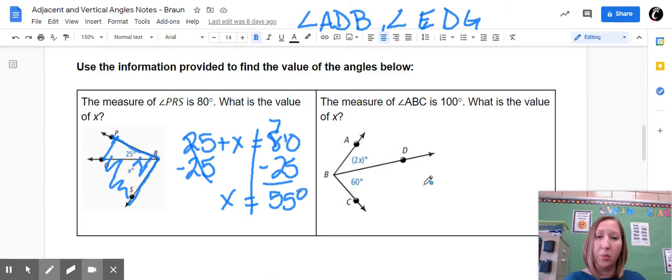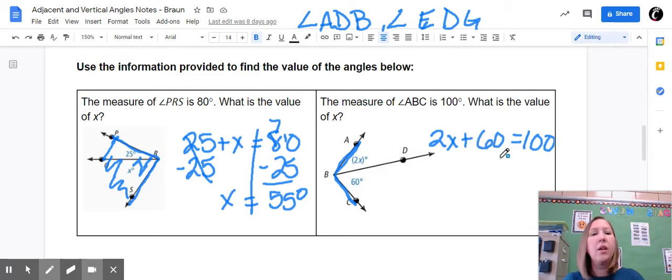So then on our next one, it says the measure of ABC is 100 degrees. So this whole obtuse angle is 100 degrees. So I know that whatever I add with these two angles, I'm going to get 100. So if I look at the two angles I know, I have 2x and 60. So 2x plus 60 equals 100. So again, I'm going to use the same strategy. I'm going to draw my line down my equal sign, and then I'm going to start by subtracting 60 on both sides.